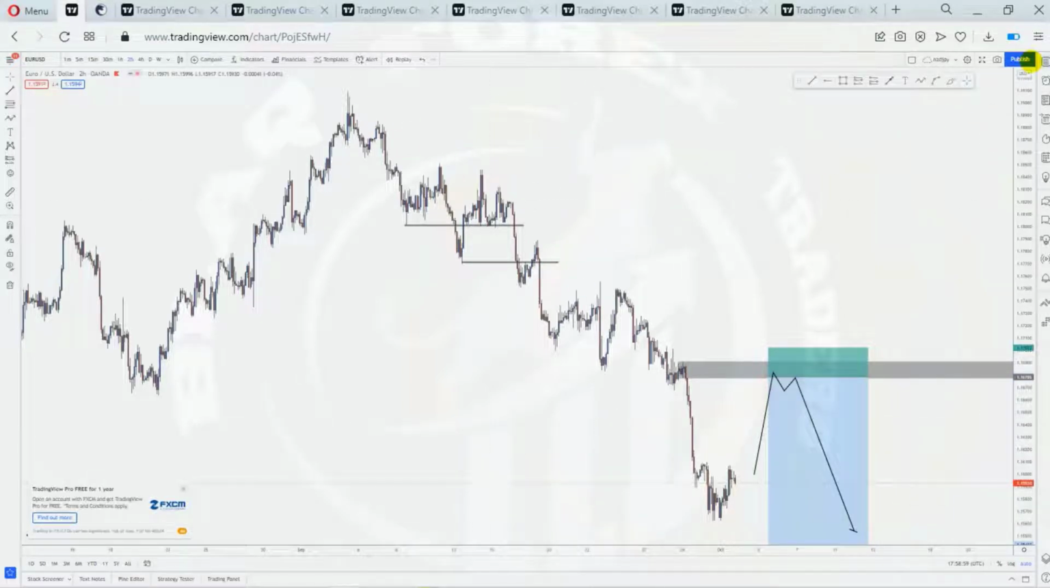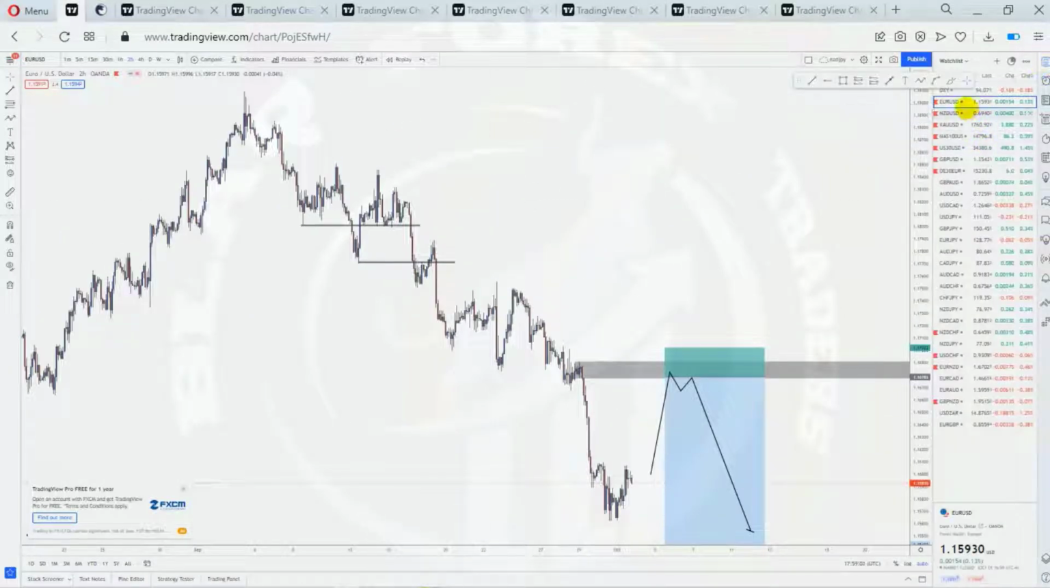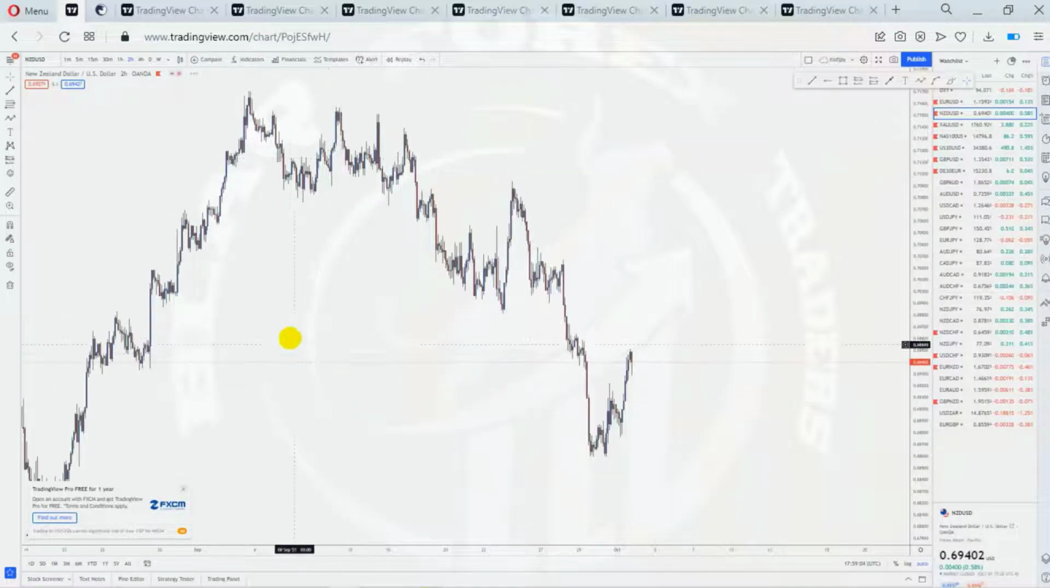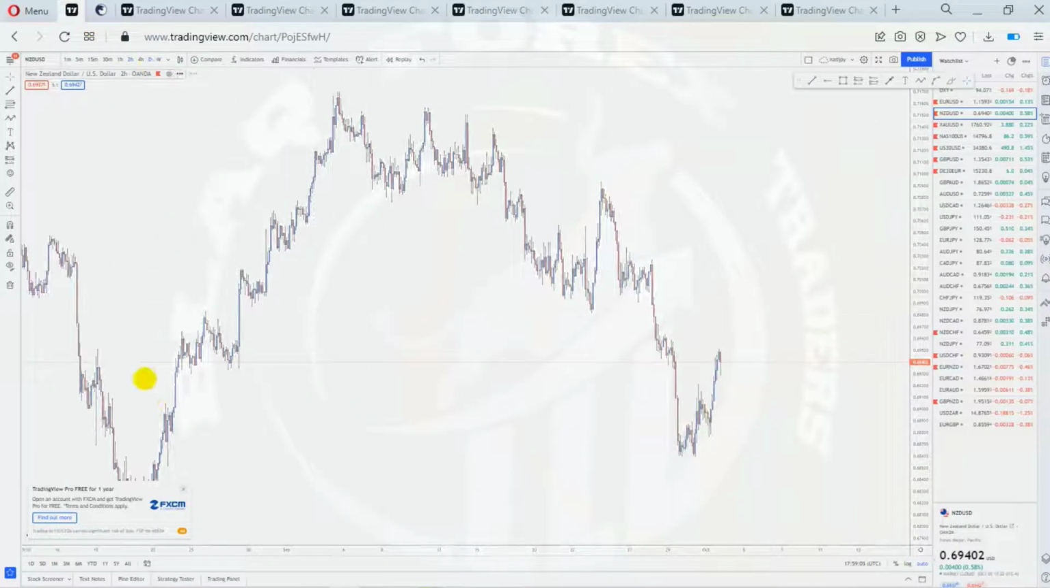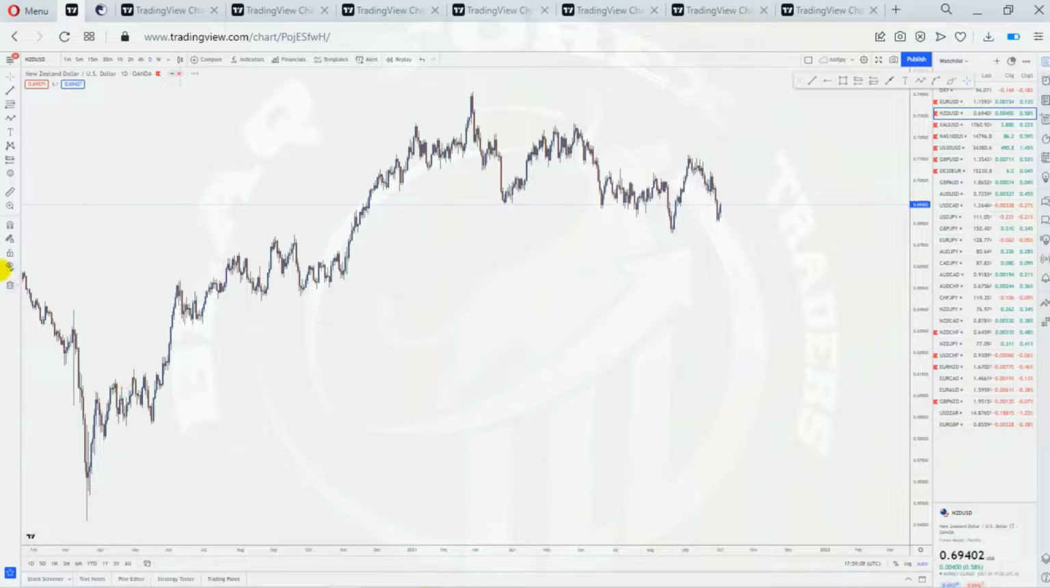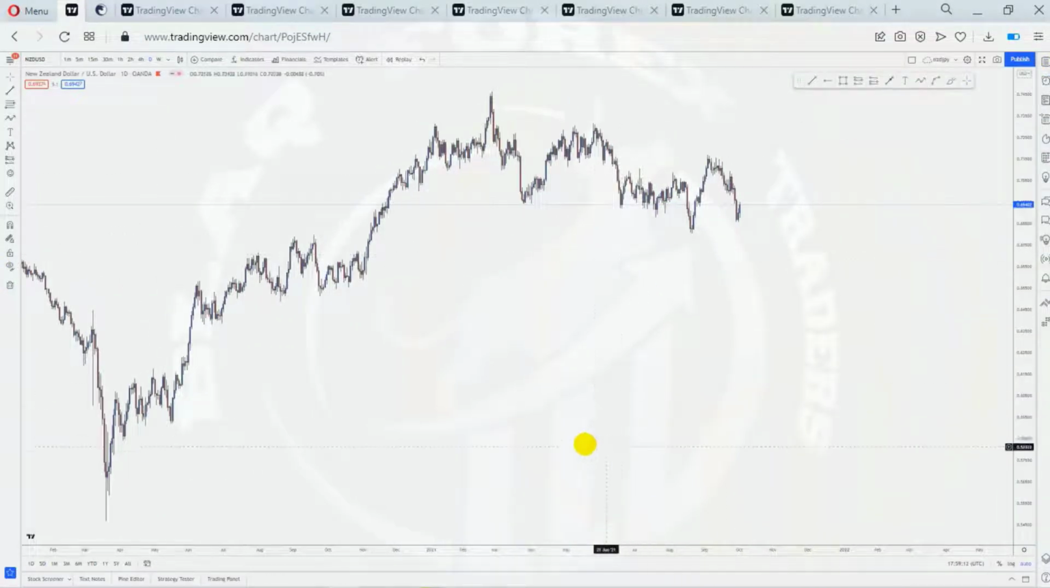Let's move to NZDUSD. Okay, this is NZDUSD. Let's go to daily. We are on daily. You can see NZDUSD ever since they moved away from this supply zone here, they've been going down. But on Friday they failed to take out the previous low, which is this one here. So they're playing in the middle here.